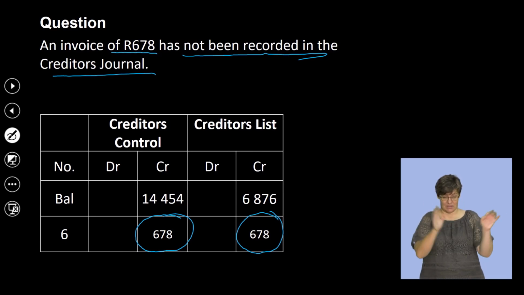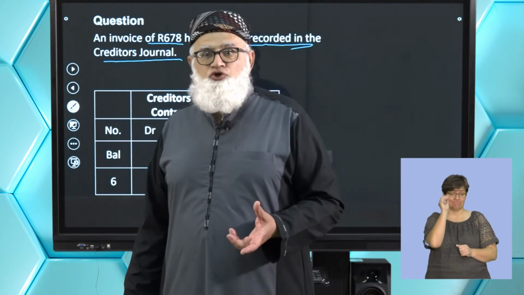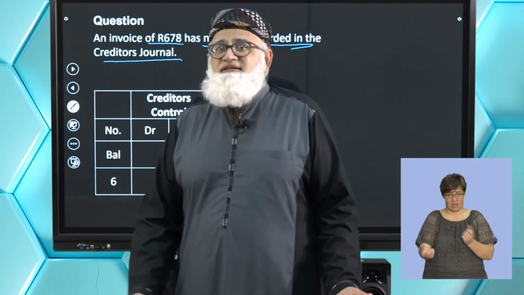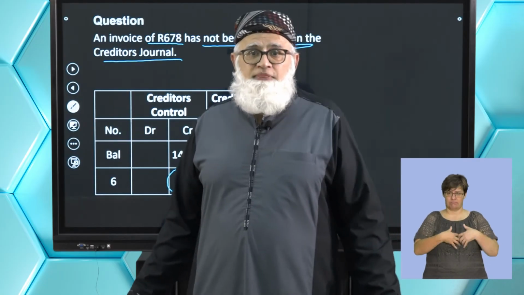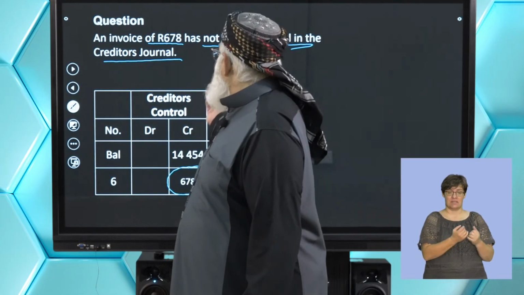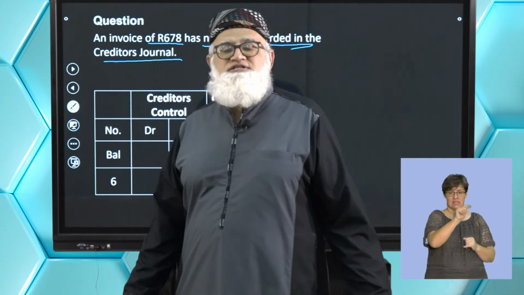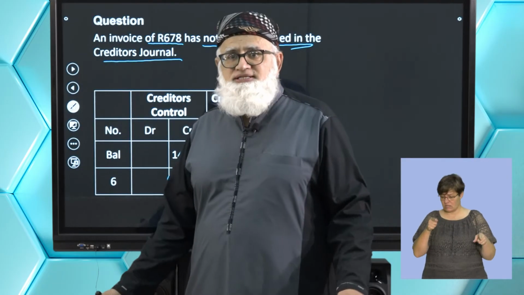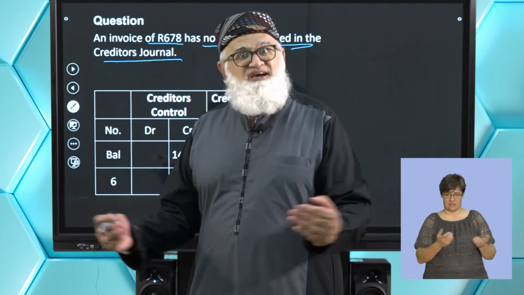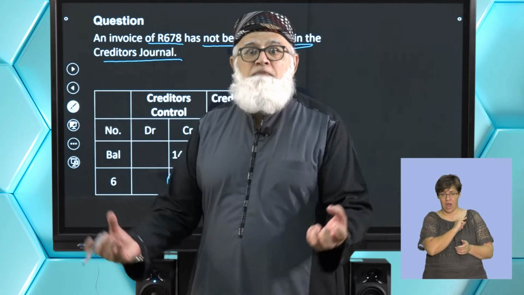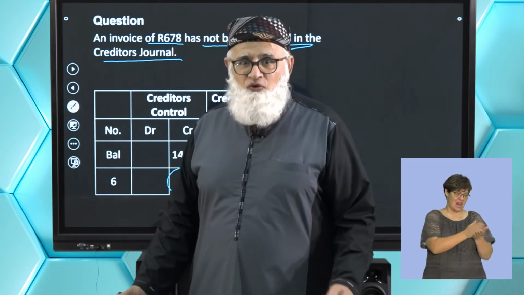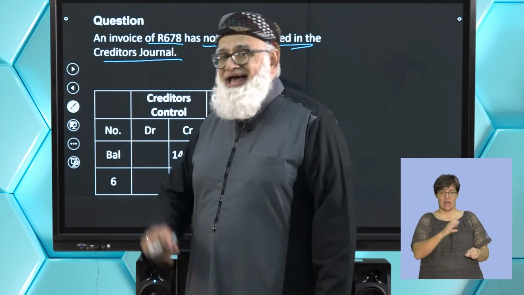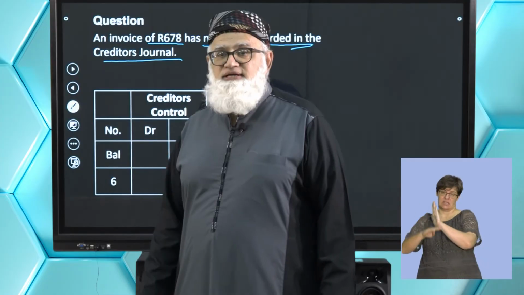Clear, guys? So, remember this for the future, that if a transaction is left out in totality, because you could get this as a question in the exams, an invoice of 678 has not been recorded in the creditor's journal, would there be a difference between your control account and your list? And like I said, the answer is they would agree. Why? It was left out in both places. Therefore, we will now correct it in both places, in your creditor's control as well as your creditor's list.